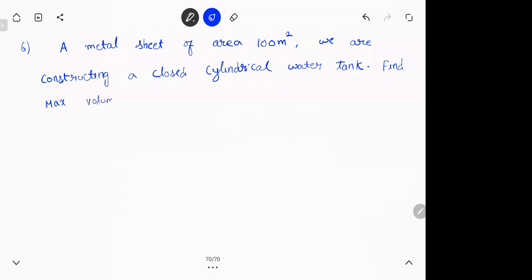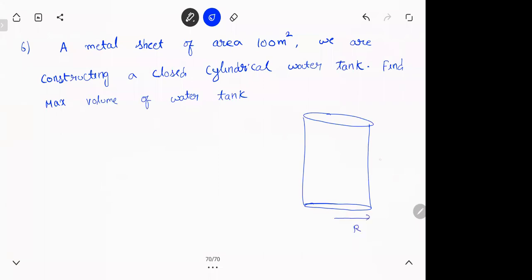Again, practically you need this kind of stuff. So someone is constructing a water tank like this, completely closed. So isme variables will be what? Radius and height, na, two variables. The two variables will be the radius of the tank and the height of the tank. Now the entire metal sheet area is 100 meters square. So what should be the value of R and H so that you can get maximum volume? Hope the question was clear.